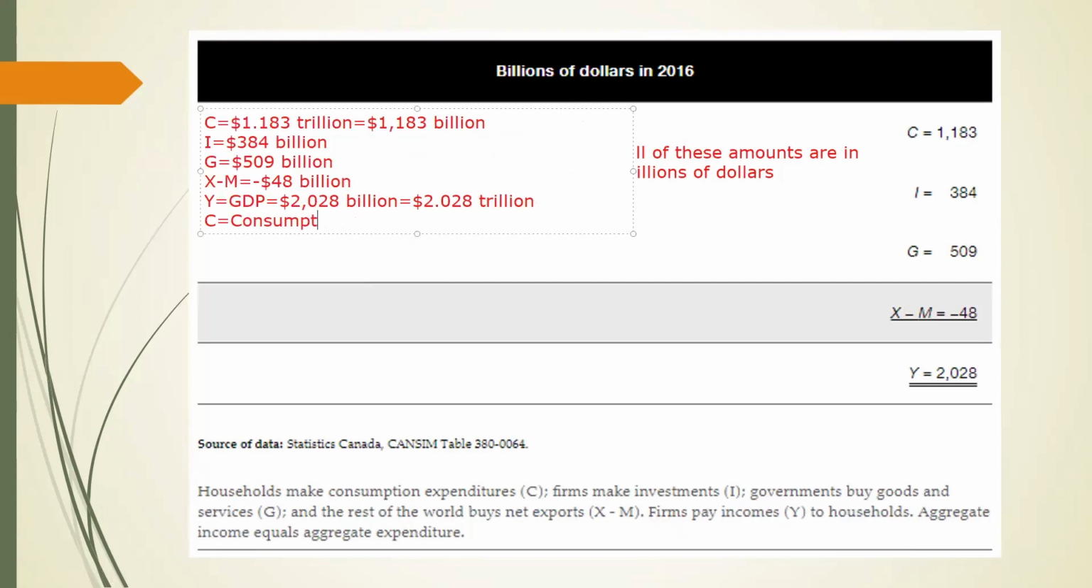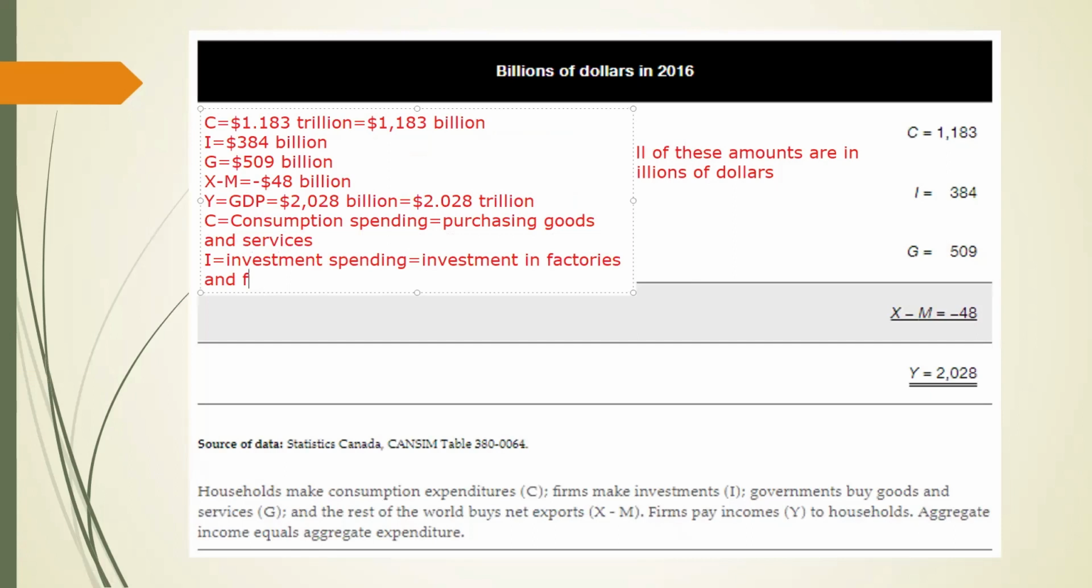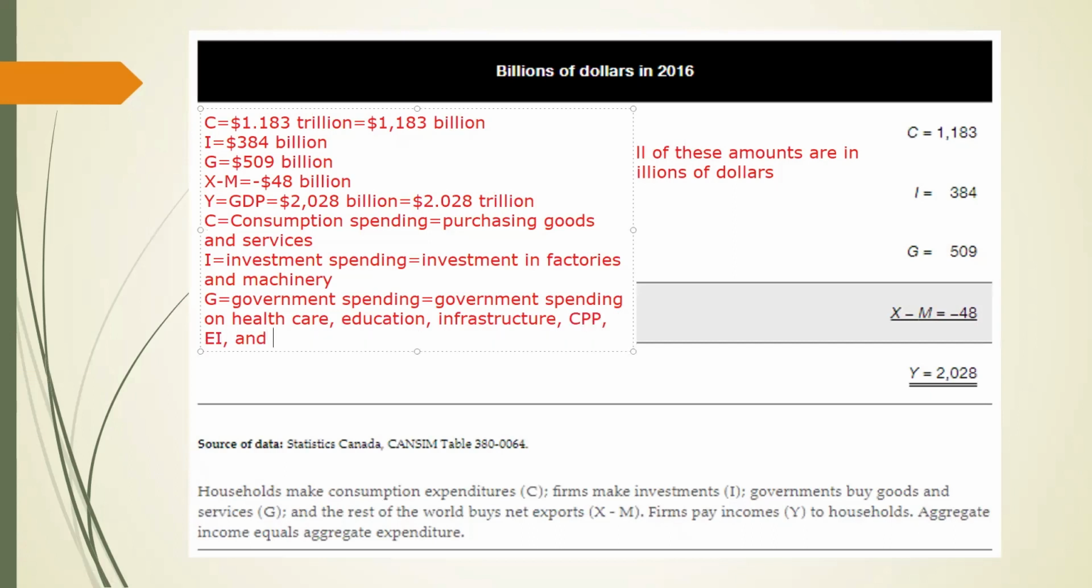C is consumption spending, so if you're purchasing goods and services. I is investment spending, investment in factories and machinery. G is government spending, government spending on healthcare, education, infrastructure, CPP, EI, and other programs. X is exports and M is imports. To get Y, which is GDP, we would add C, add I, add G, add exports, subtract imports.